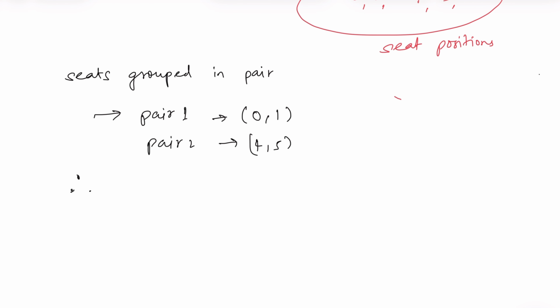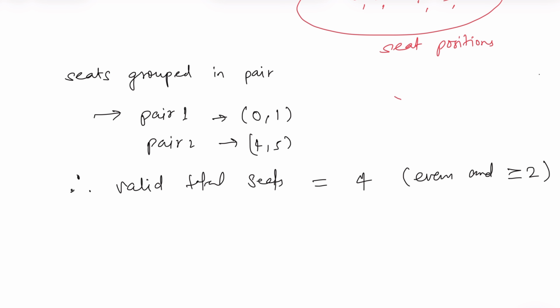The valid total seats is 4, even, and it should be greater than or equal to 2, because the question says at least 2 or more than 2, right? So we have the valid seats, and we are good to go.